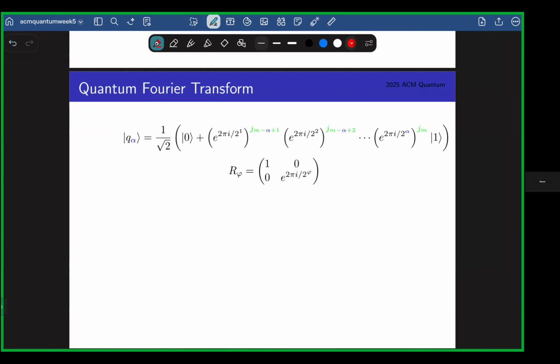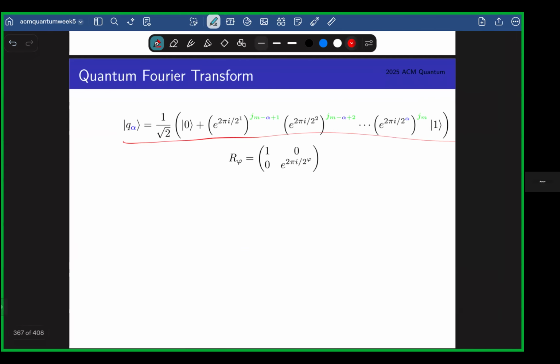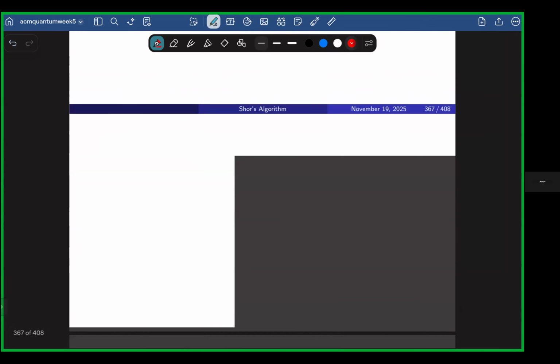Okay, let's finish up. So feel free to look at these. I think these go over it pretty well, so please do look at them after. Okay, this is our Q alpha, simplified Q alpha. This is our phase gate.